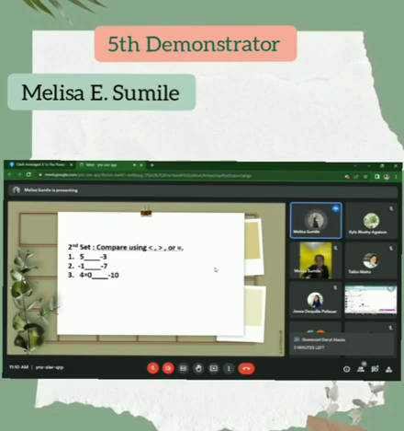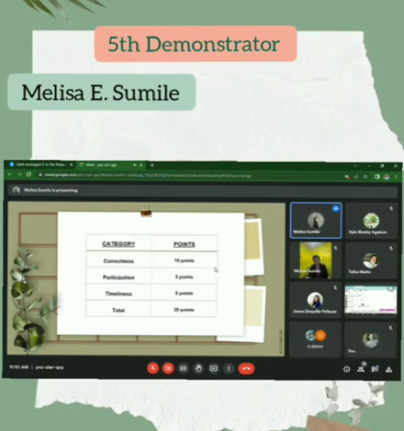So now, please be guided with our given rubric. So your timer starts now. So don't forget, just let me know if you're done ahead of time so that we will start presenting your output. We have maximum of 1 minute.